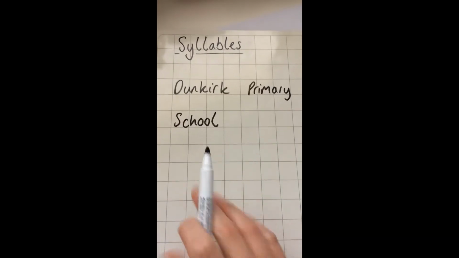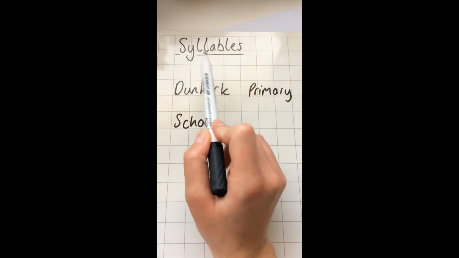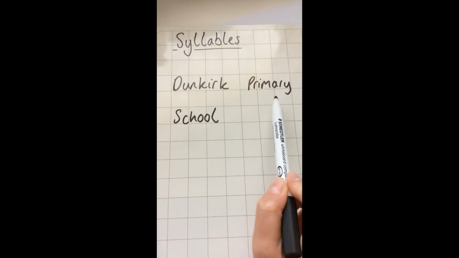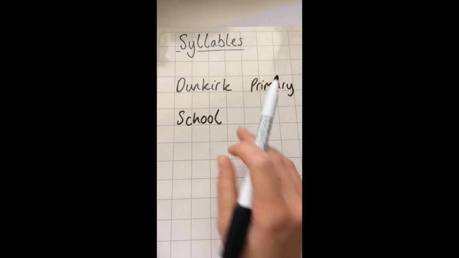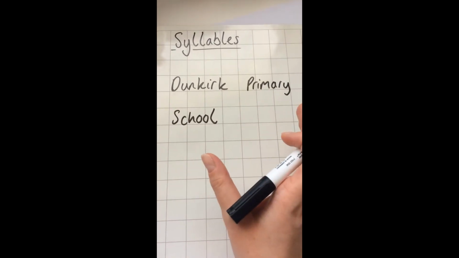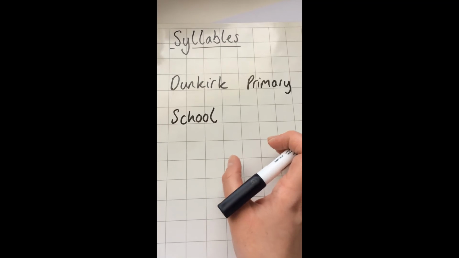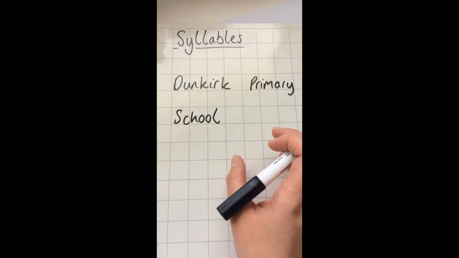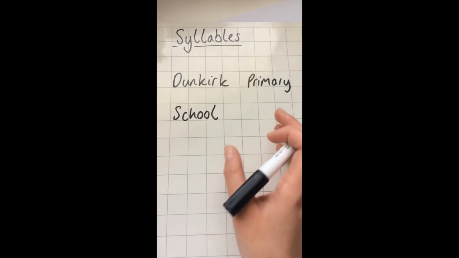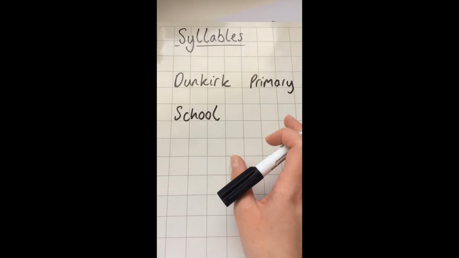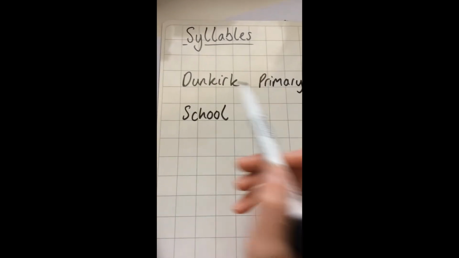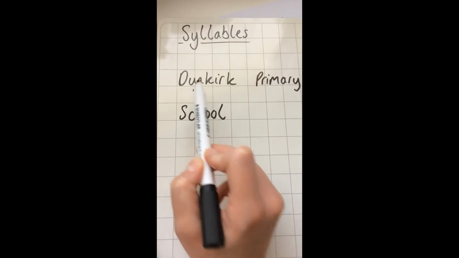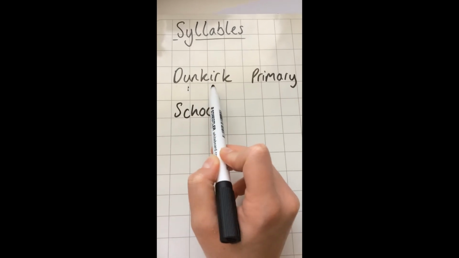Here we are. You've got syllables, and we're looking at Dunkirk Primary School. So I'm going to try sounding out the words. That's the way I would find a syllable. And let's start with Dunkirk. Now if I say Dunkirk, I say it in sort of 2 beats. So therefore Dunkirk has 2 syllables.